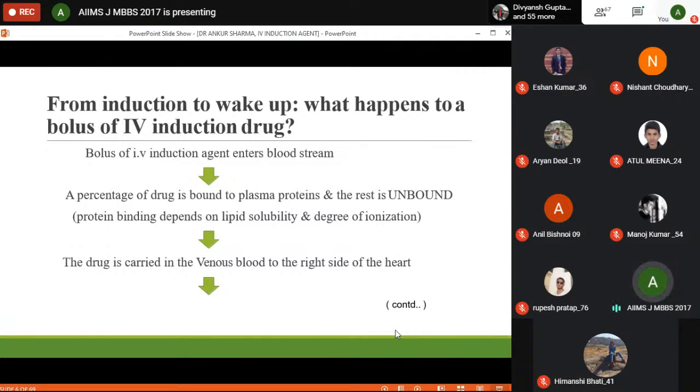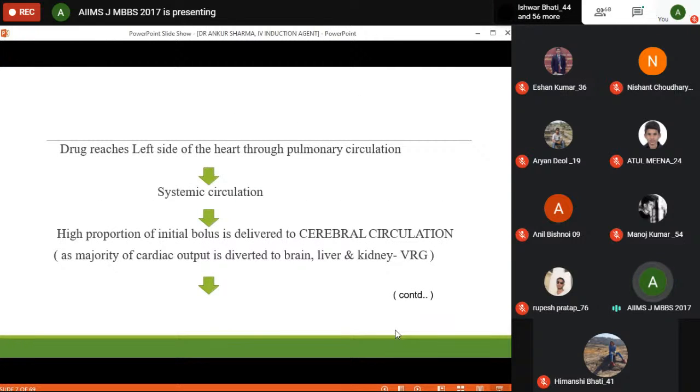And how does it happen? From induction to wake up, what happens to a bolus of IV induction drug? First, the bolus of IV induction agent enters the bloodstream. A percentage of the drug is bound to plasma protein and the rest is unbound. Protein binding depends on the lipid solubility and degree of ionization. The drug is carried in the venous blood to the right side of the heart, and reaches the left side of the heart through pulmonary circulation, then through systemic circulation.